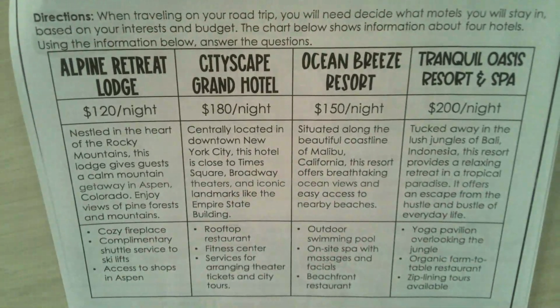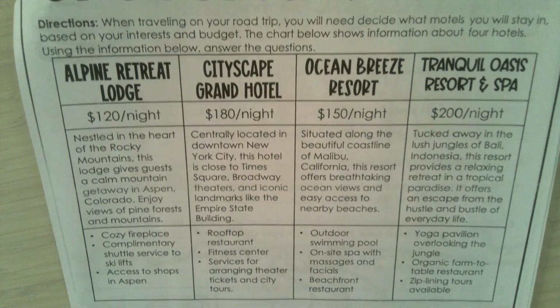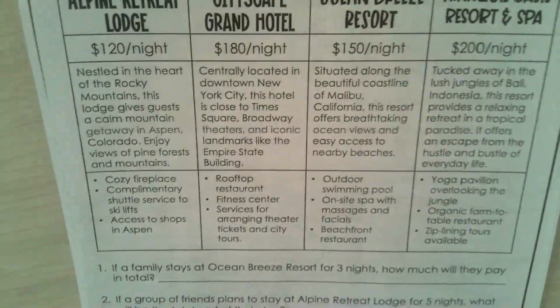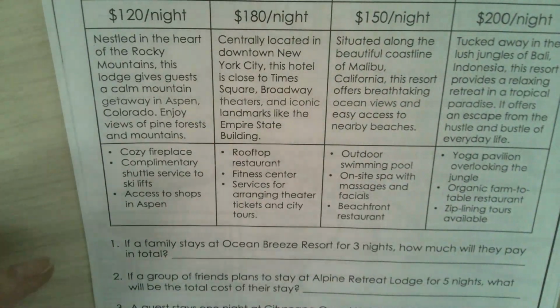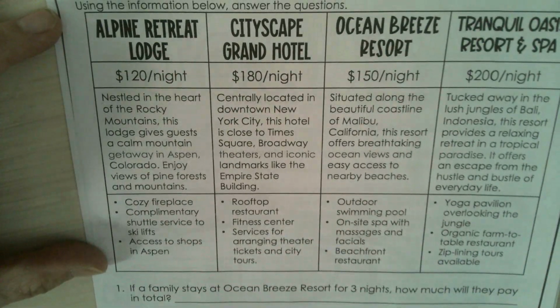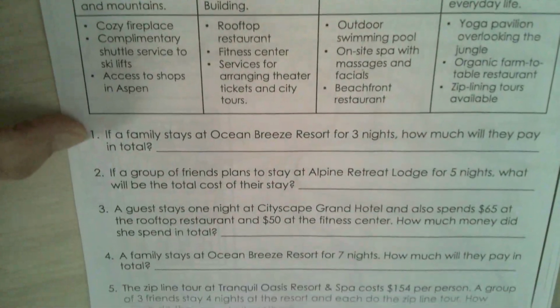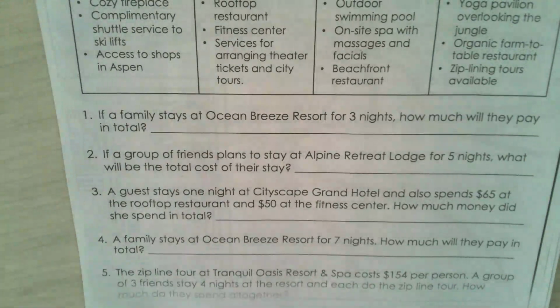So it goes into detail. It tells you the price. It tells you what's included. And then below it are 5 questions. I want you to read through this carefully, and then we're going to discuss the 5 questions below. I'm going to put it on pause now, and you can read through it carefully. Answer the 5 questions, and then we'll discuss your answers.